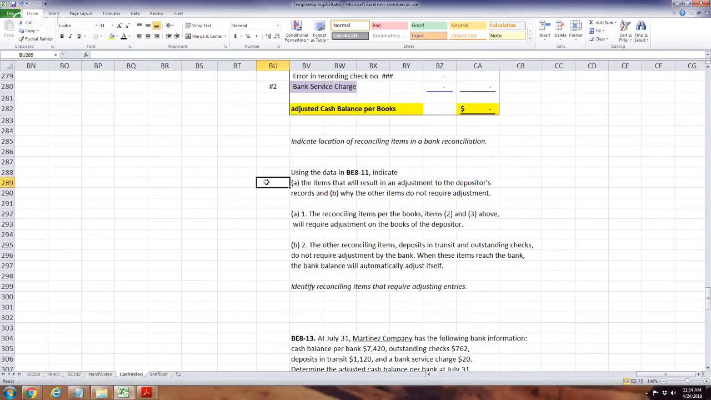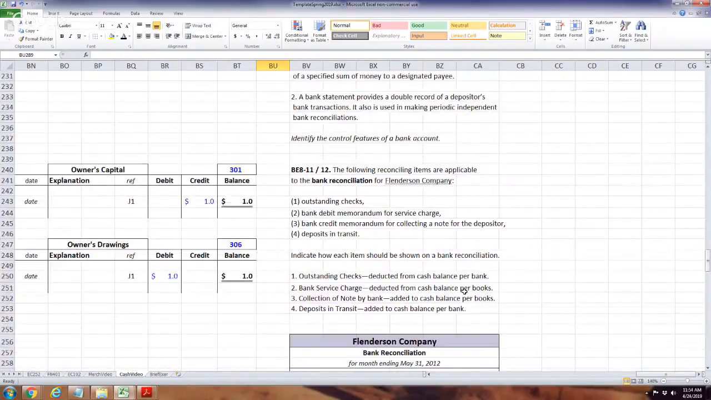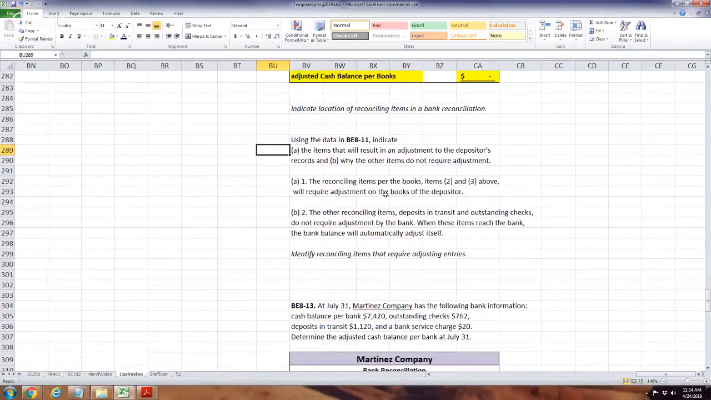It says the items will result in adjustments to the depositor's records. Well, reconcile anything that's books, right? So 2 and 3 are the books. All right, so it's the depositor's records being adjusted here. And it says why the other items don't require adjustment. It says, well, deposits and transactions, outstanding checks, yeah, there are adjustments.